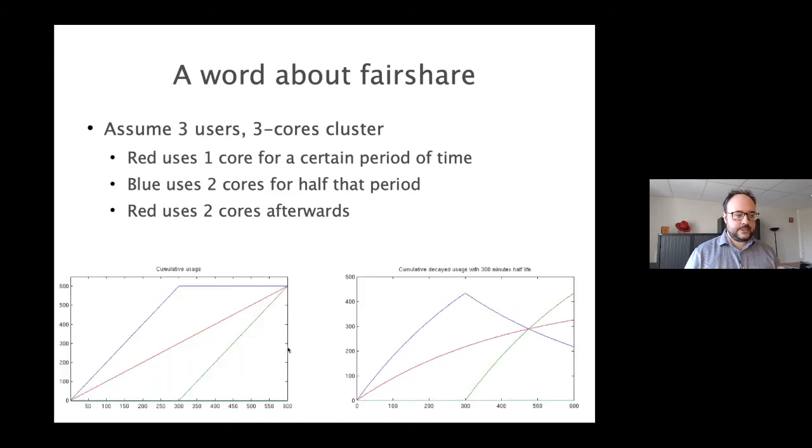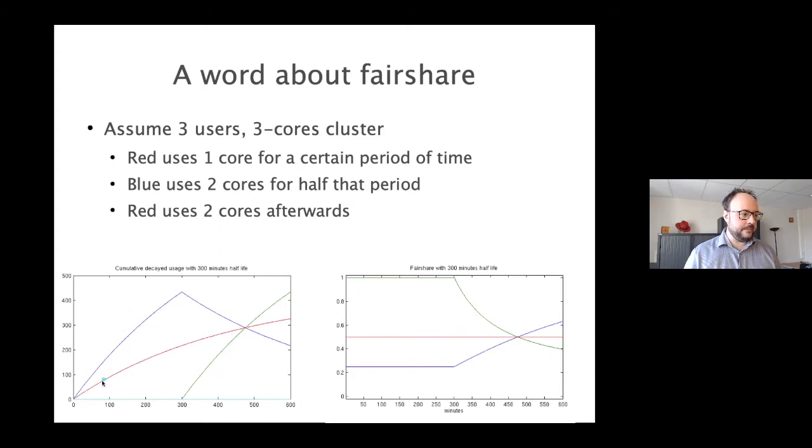So I said that there's a decay. Slurm is not interested in those figures but in these figures. You see that here there's a slight curvature, and then here, as soon as blue stops using the cluster, you see that the cumulative usage decays. Okay, so these are the actual figures that Slurm uses to estimate the past usage of the cluster.